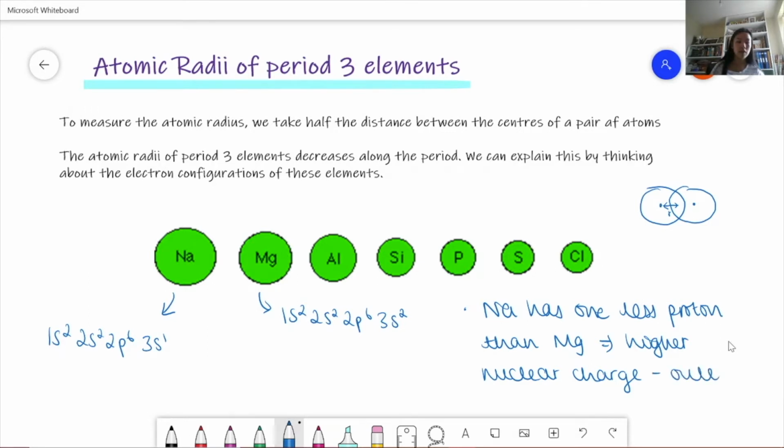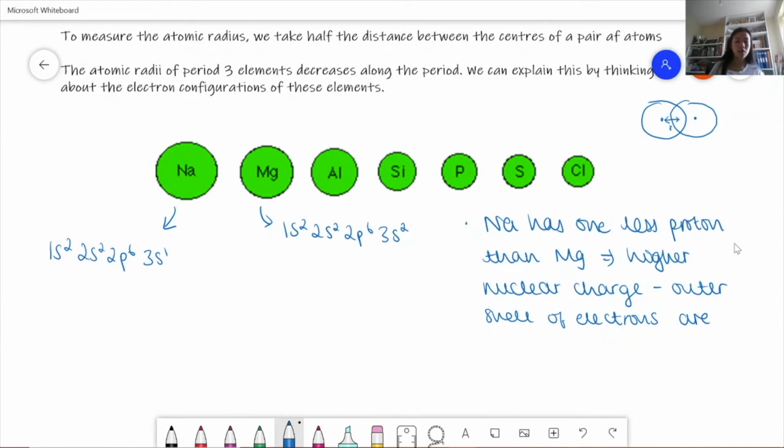So the outer shell of electrons are more attracted to the positive nucleus where all the protons are. And so that's why the atomic radii decreases along the period, because of the similar shielding but higher nuclear charge as you go along.